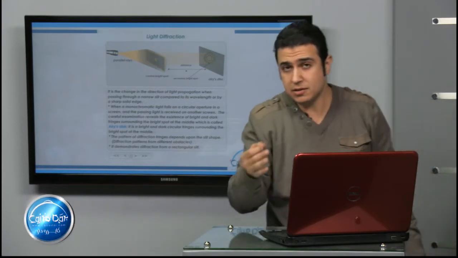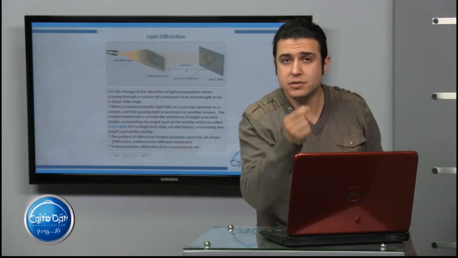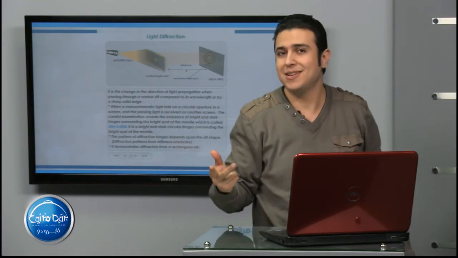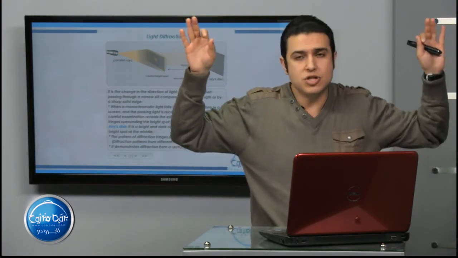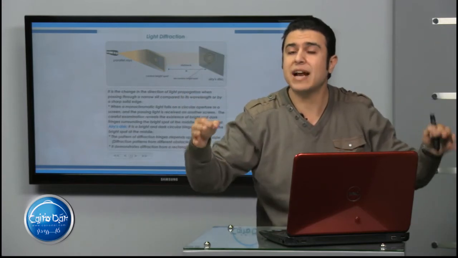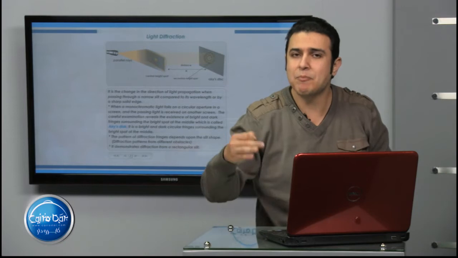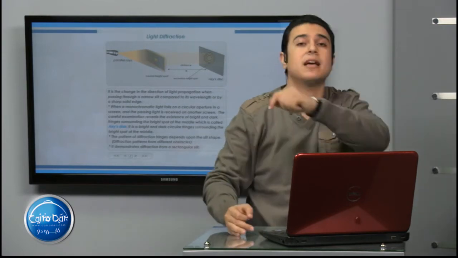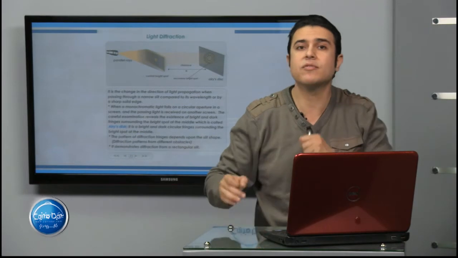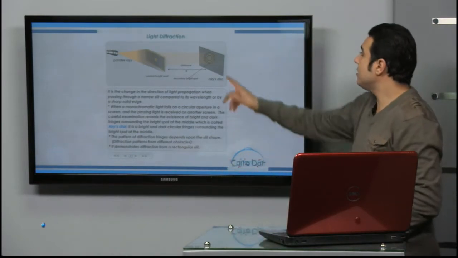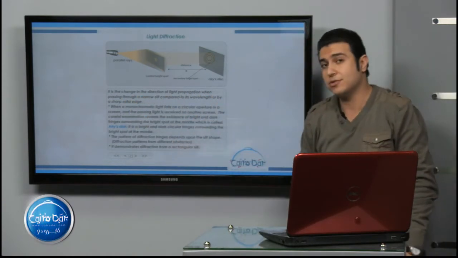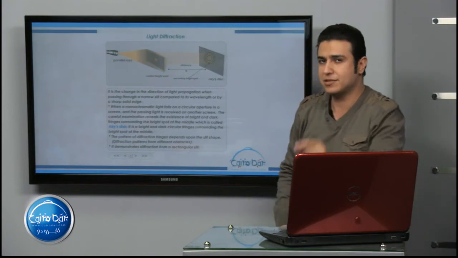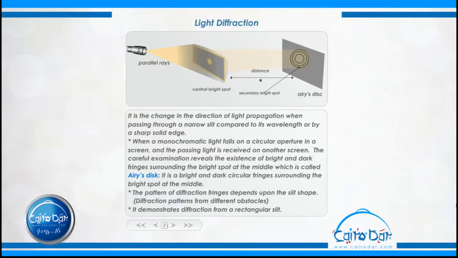because it is very difficult to get an opening narrower than the wavelength of light. So one of the conditions, the main condition for the diffraction phenomenon, is that the wavelength must be greater than the size of the opening, the size of a slit, the size of an aperture. So light diffraction is a change in the direction of light propagation when passing through a very narrow slit, compared to its wavelength, or by a sharp solid edge.